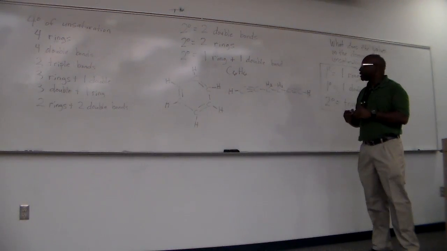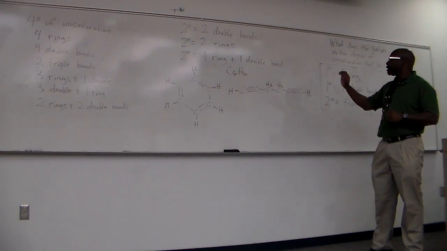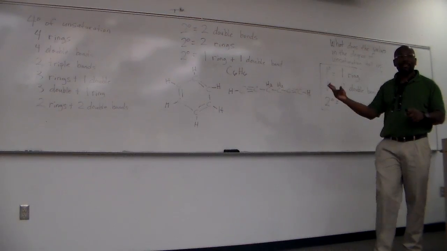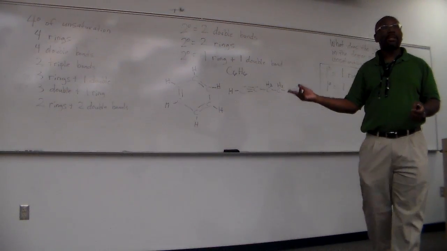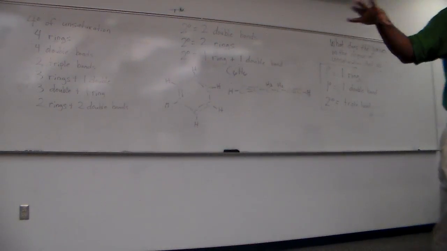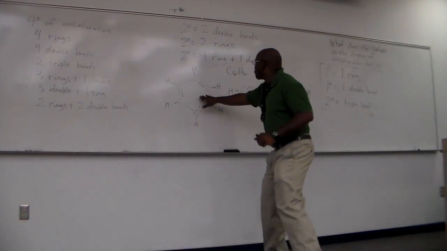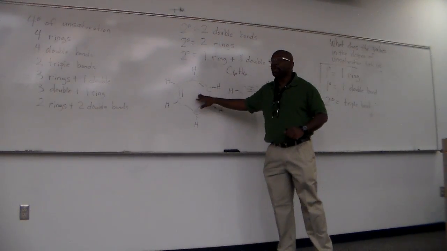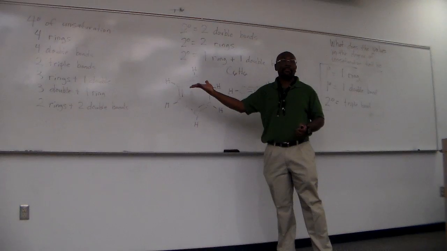That molecule has 6 carbon atoms, 6 hydrogens, and it also has 2 double bonds. Again, what the degree of unsaturation does, it doesn't say that it has to be this molecule or that molecule. It just tells you possible combinations you can use in order to get that molecule.